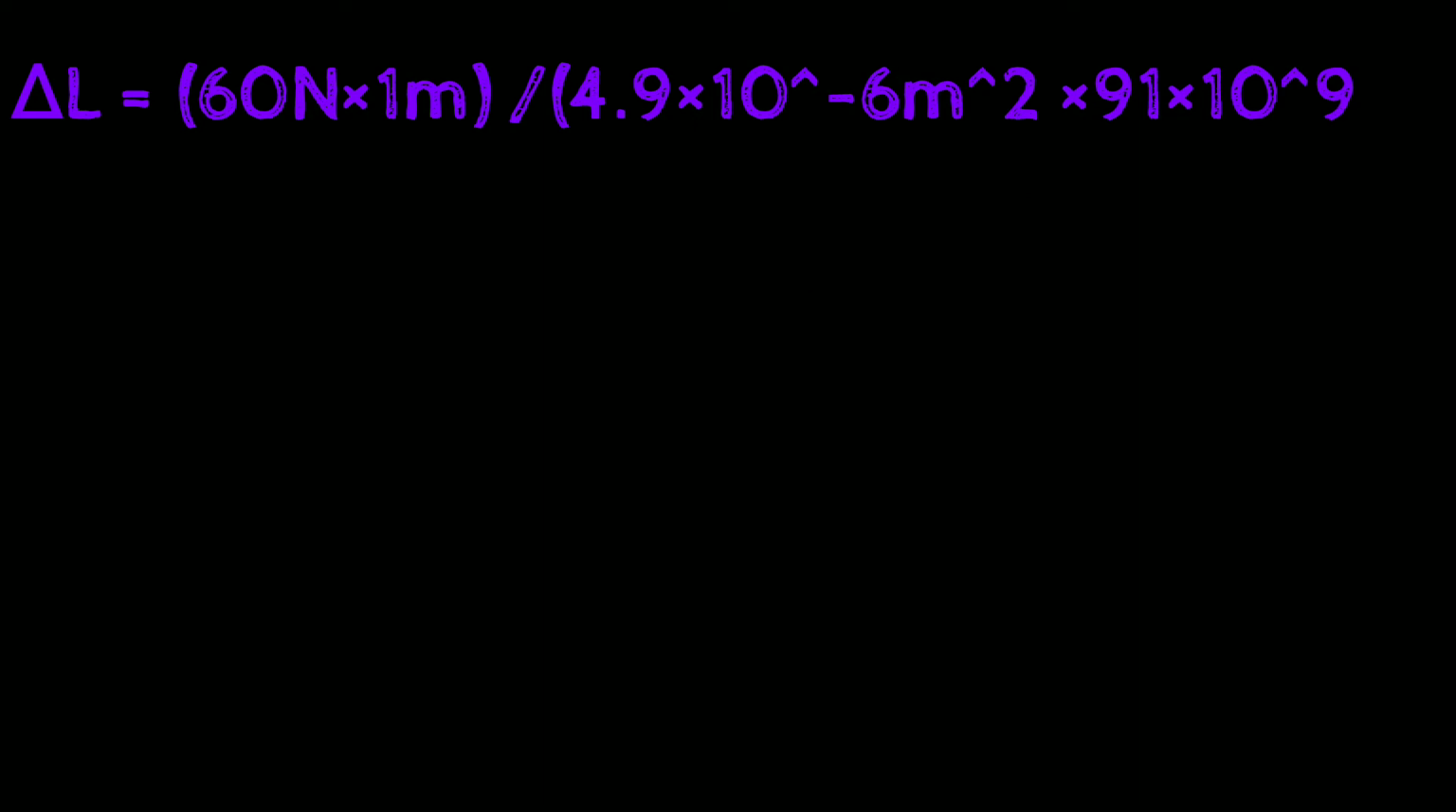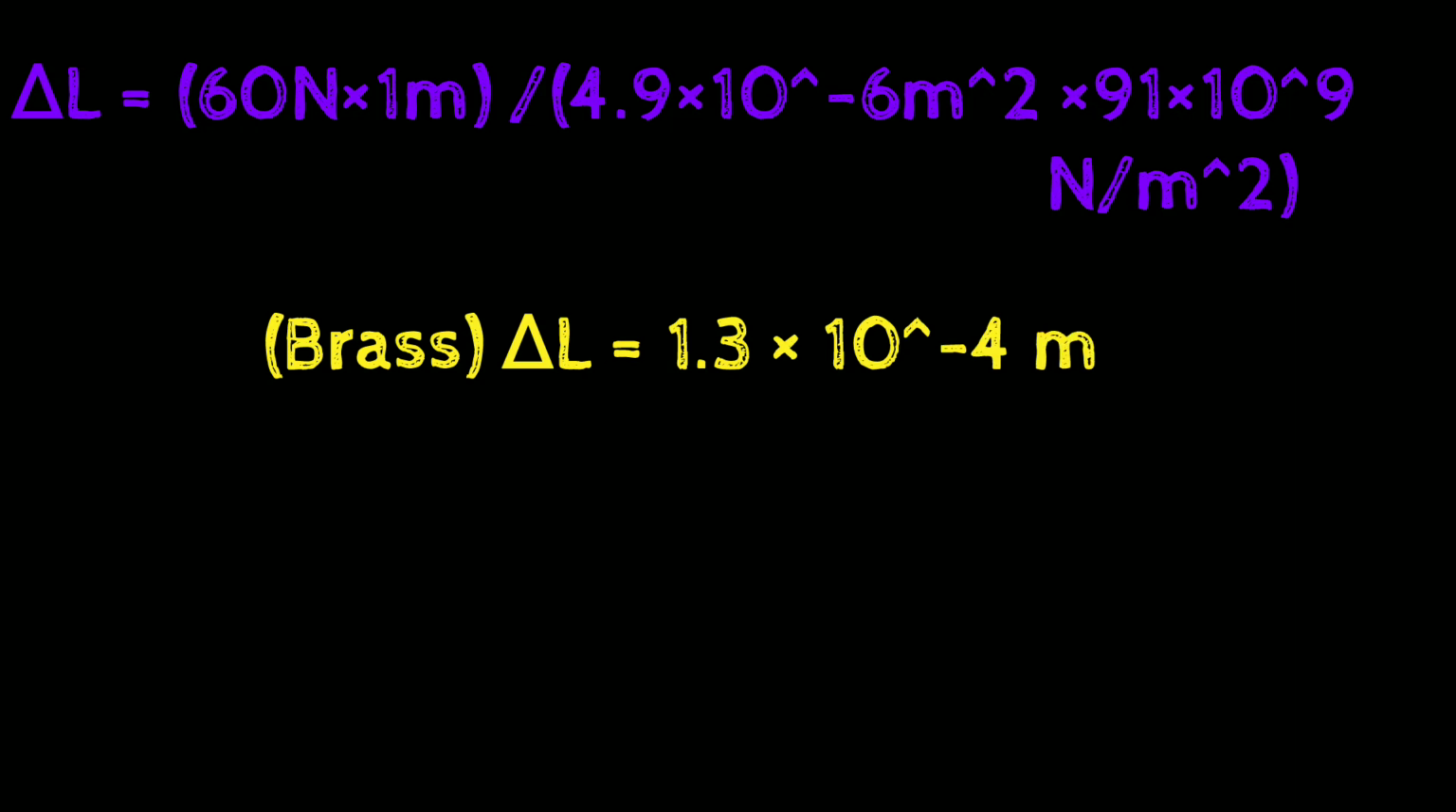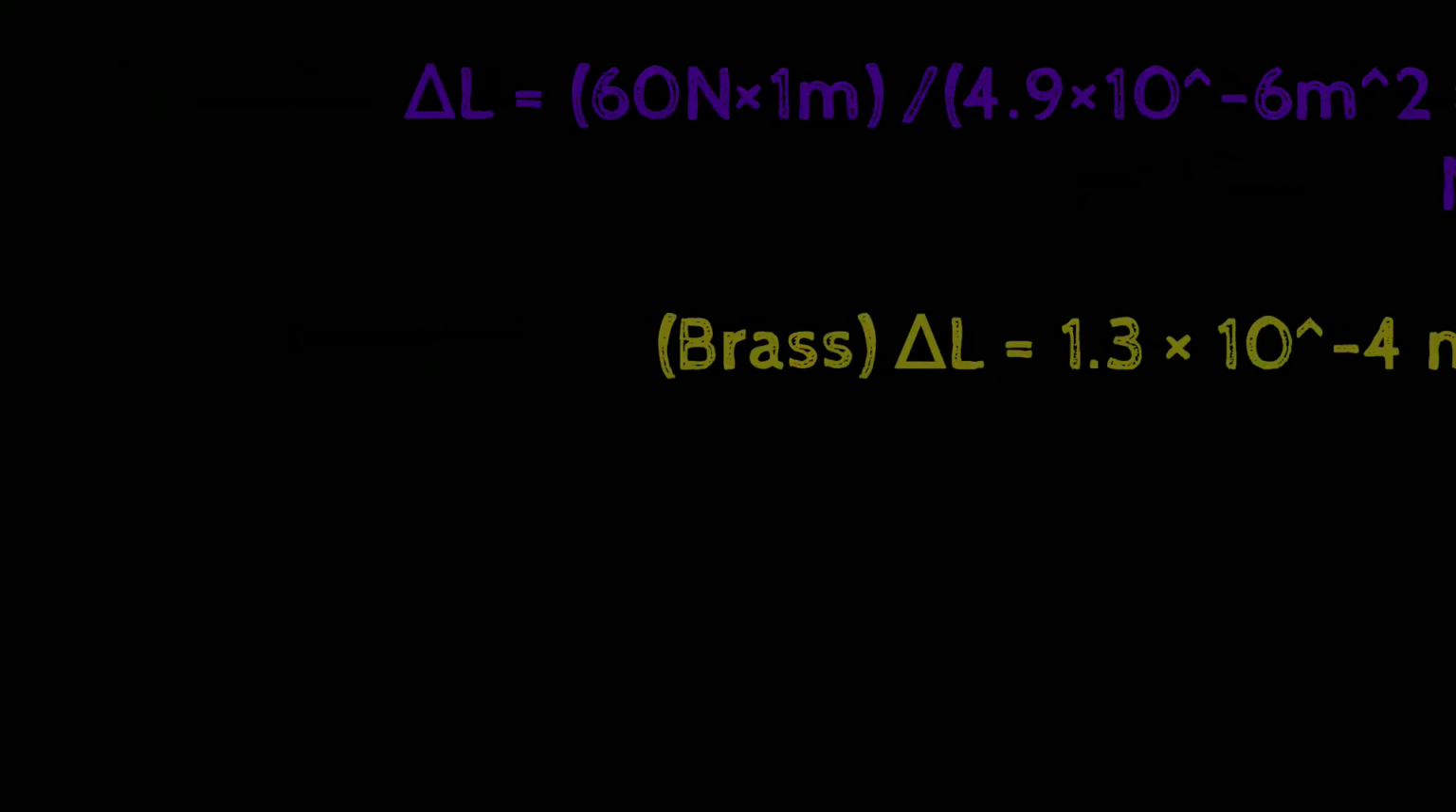Now elongation of brass wire, after using the values in the formula that I told you earlier, we get a value of elongation of brass wire equals 1.3 into 10 to the power minus 4 meters, and that is the answer. Now move on to our 9.6 question.